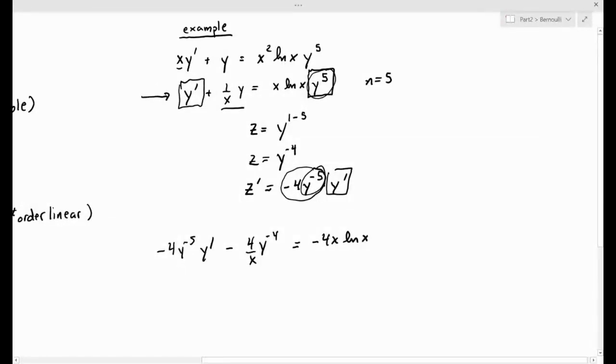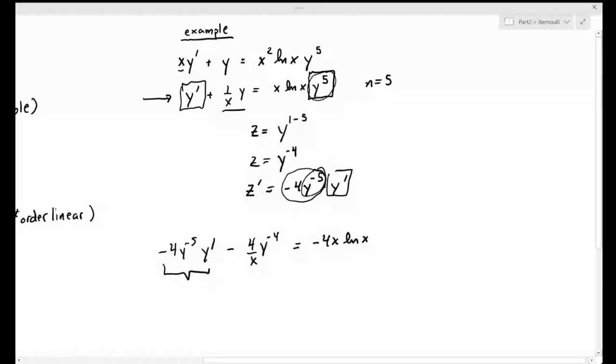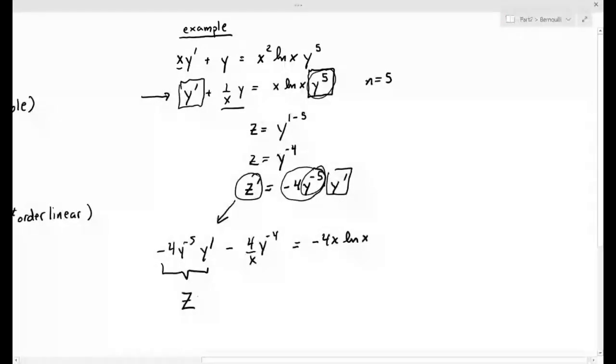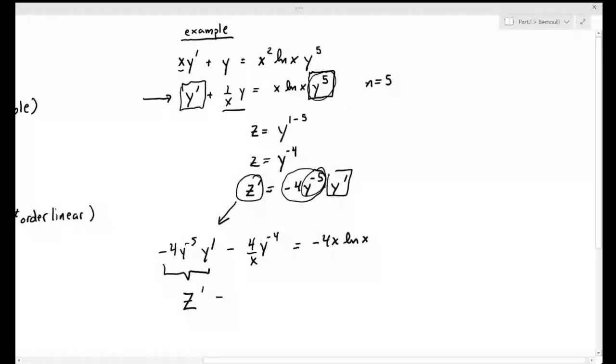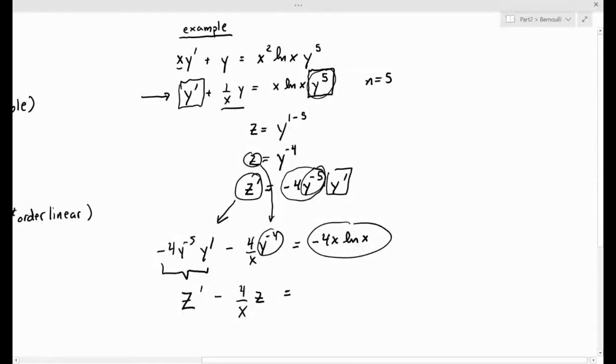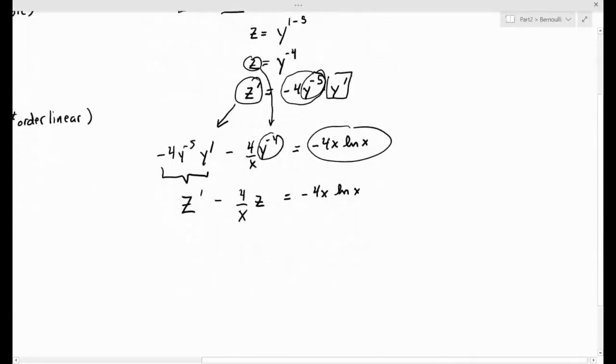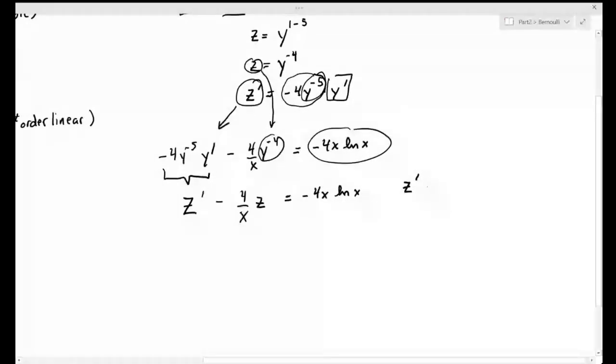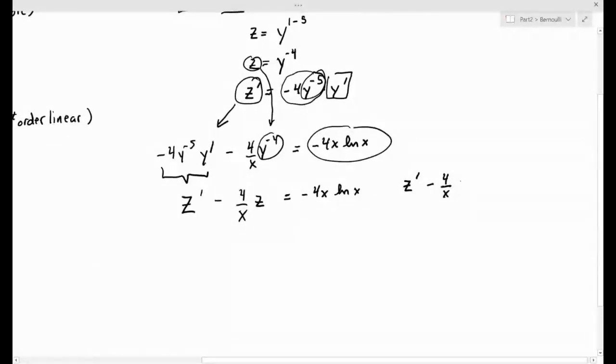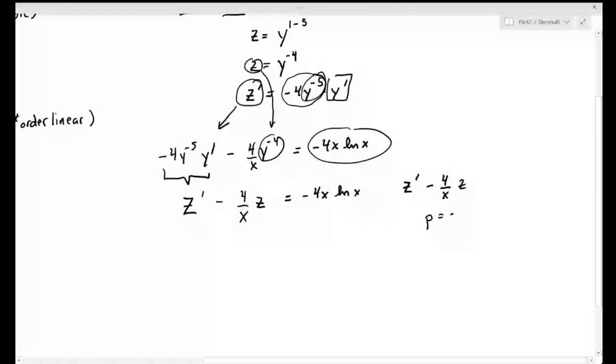Okay. So then we see that this term is exactly z prime, right? Y to the -4 is exactly z. Okay. And the right-hand side now is free of z, so it's just a function of the independent variable x. Okay, so that becomes our first order linear differential equation. Okay, so it's already in conventional form because the coefficient for z prime is 1. And identify the function of x multiplying z as -4 over x.